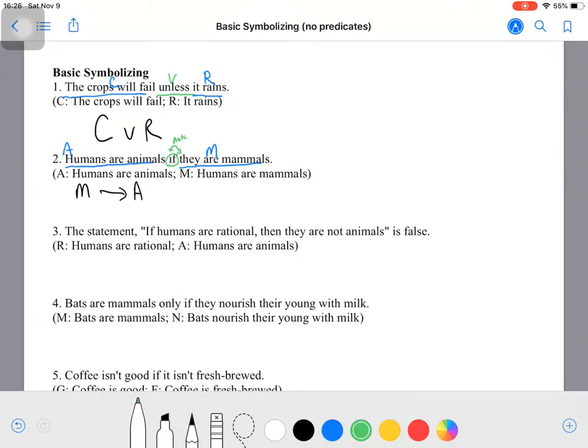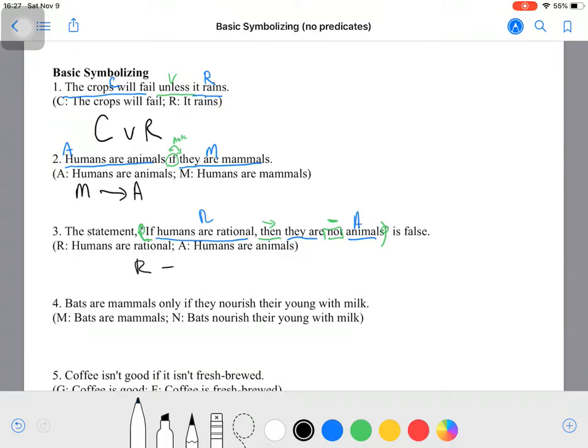Moving on to 3, we see the statement, and then we see these little quotations. That means that all this stuff inside the quotations should be inside parentheses. So let's go ahead and do that part first. So we see an if humans are relational, then they are not animals. And we also have a not. Nots get translated with a negation. So if humans are relational, R, then they are animals, A. So let's go ahead and write that part down.